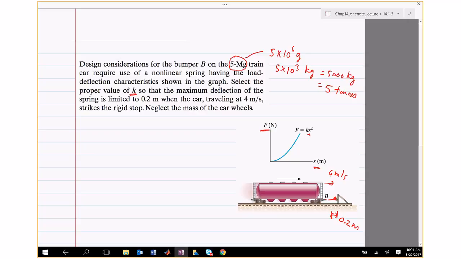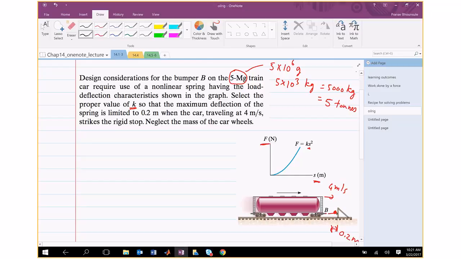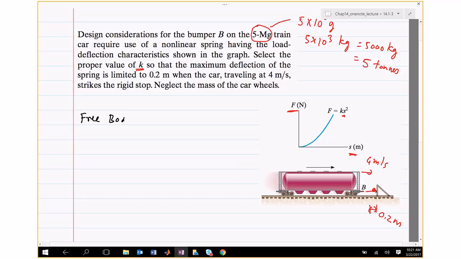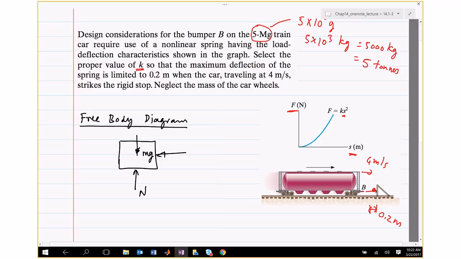So what we have to do is follow the recipe, which is essentially first draw the free body diagram. The train has a normal force, a force due to gravity, and then what else? The spring force. The spring force is like this. Is there friction? No, I don't think they mention friction. So let's assume there's no friction.